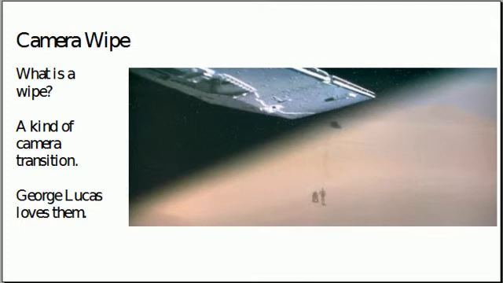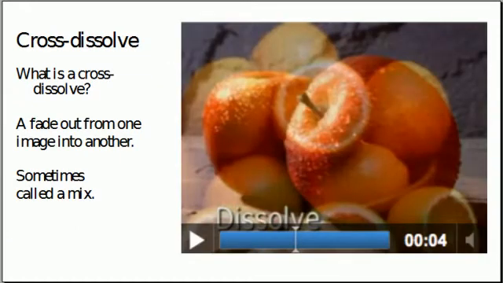It's simply a kind of transition. You'll see George Lucas use them all the time in the Star Wars series. Here he's wiping from spaceships to two people walking in the desert. Very, very common. He uses all kinds of wipes, side wipes, top wipes, circular looping wipes, all kinds of wipes.